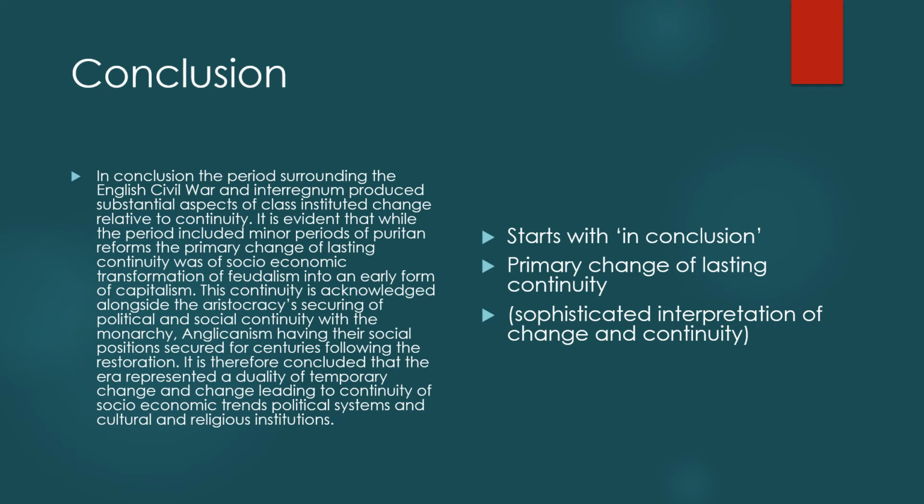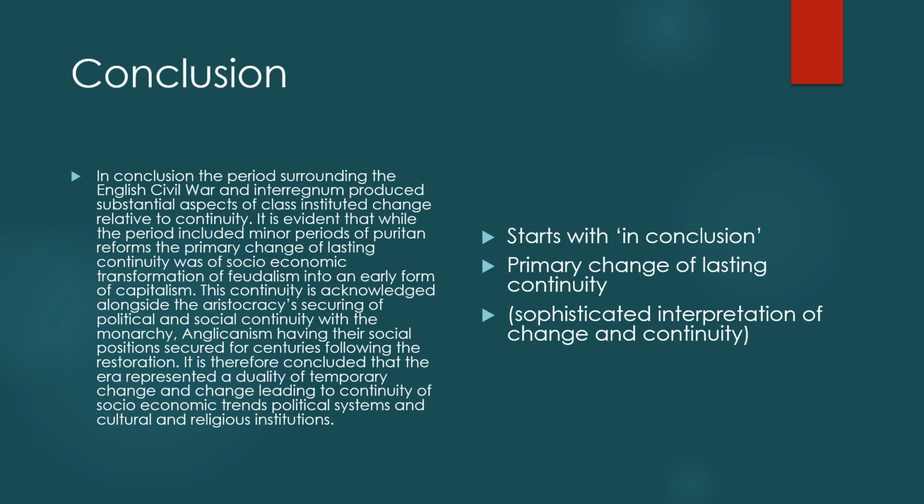In conclusion, the period surrounding the English Civil War and interregnum produced substantial aspects of class-instituted change relative to continuity. It is evidence that while the period included minor periods of Puritan reforms, the primary change of lasting continuity was a socio-economic transformation of feudalism into an early form of capitalism. This continuity is acknowledged alongside the aristocracy's securing of political and social continuity with the monarchy, Anglicanism having their social position secured for centuries following the Restoration.